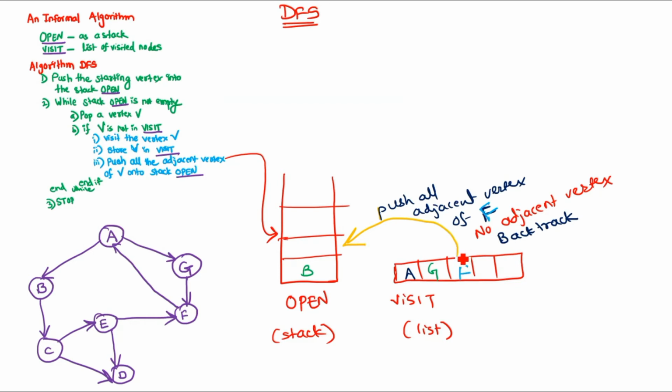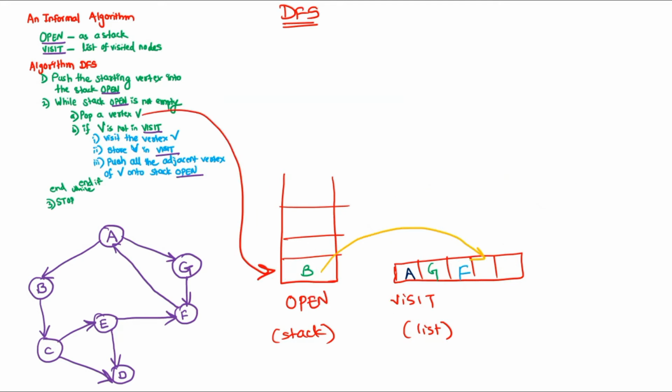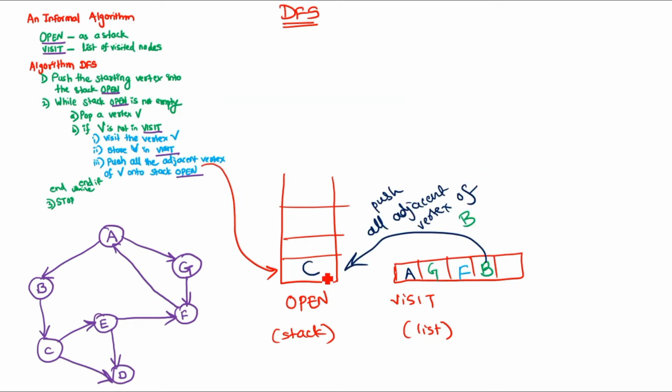So at this place we will backtrack. We will not insert anything here. Instead, we search for the top of the stack we currently have. Here the top of the stack is B, so B will be chosen and inserted into the list. Now we explore B. All adjacent vertices of B will be written into the stack, that is C.